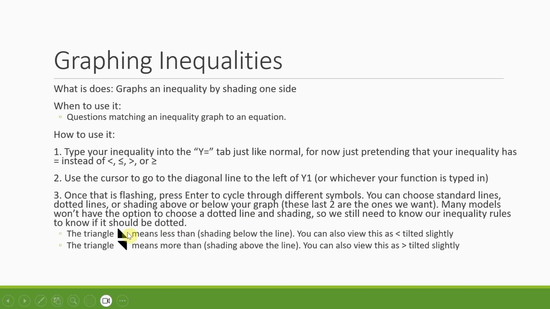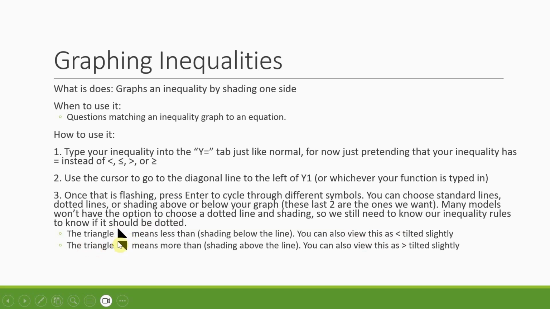What these are going to look like to replace that diagonal on your calculator is one of these two triangles. So this one means less than. In other words, if this diagonal line normally goes from top left to bottom right, now it's shading below it. That's what we're trying to do. And it can also help you remember that it kind of looks like the less than symbol if you just tilted it to the left just a little bit, or counterclockwise. You get this. Looks like a less than.